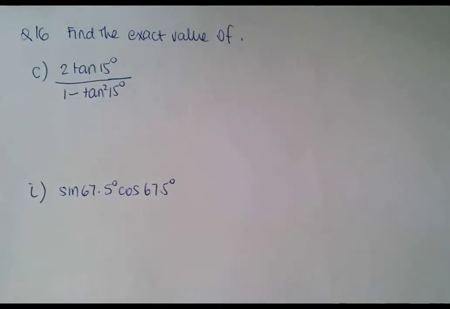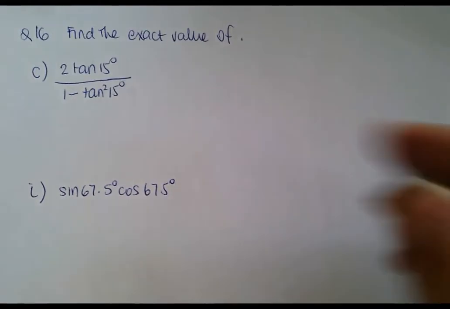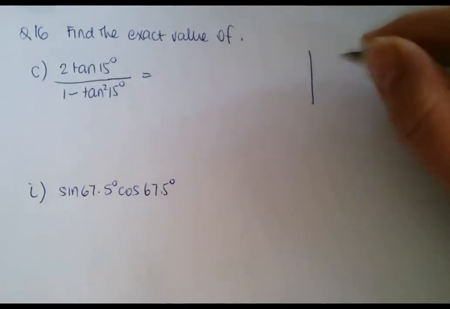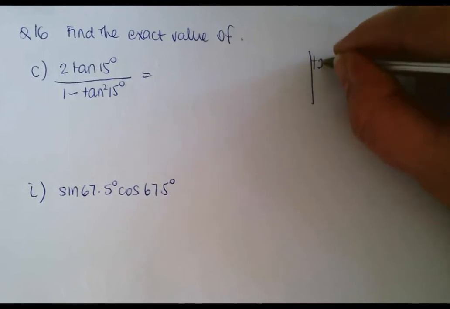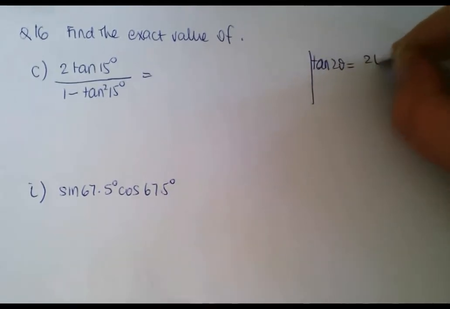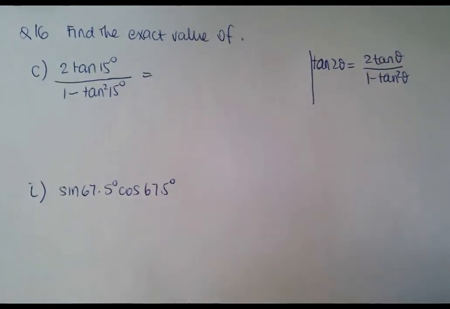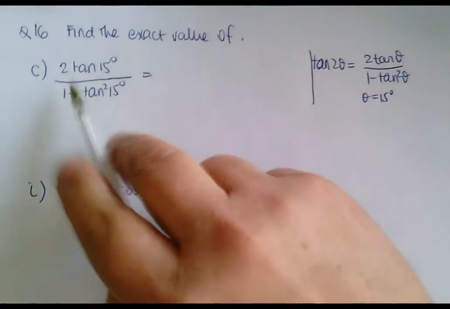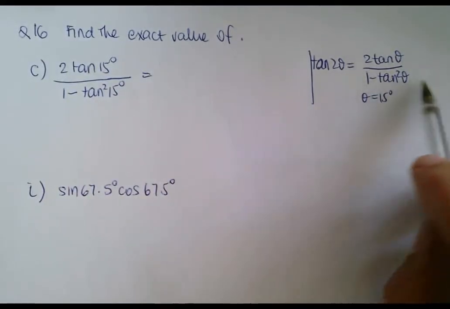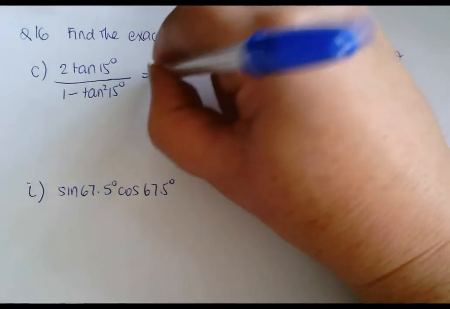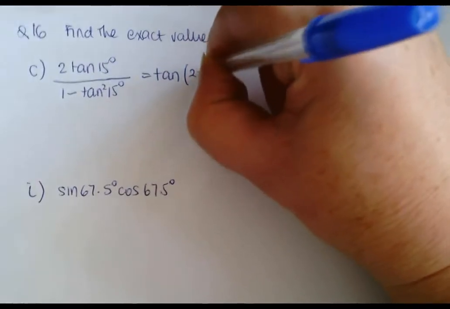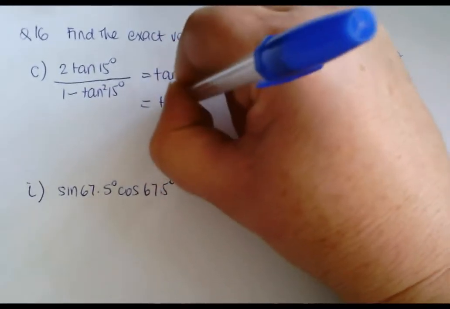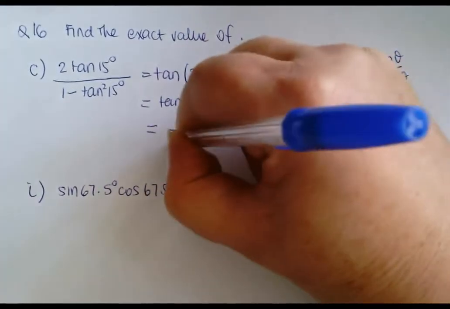Find the exact value of this expression, 2 tan 15 over 1 minus tan squared 15. So double angle result, you know the tan 2 theta result is 2 tan theta over 1 minus tan squared theta. So what's your theta in this case? 15. See? 2 tan 15 over 1 minus tan squared 15. Beautiful. So this is really the same as tan of what? 2 times 15, which is the tan of 30 degrees, which is 1 on root 3.